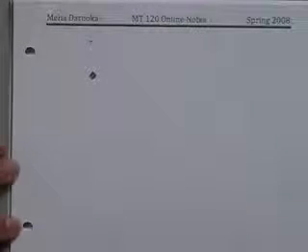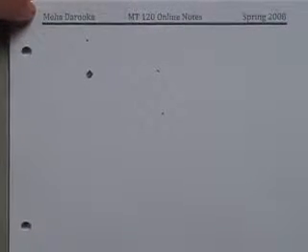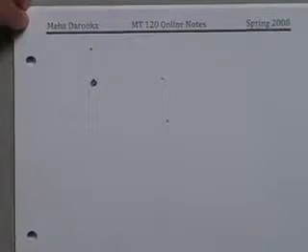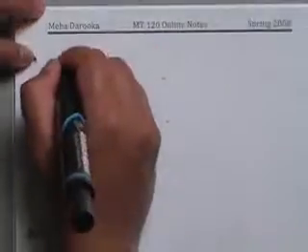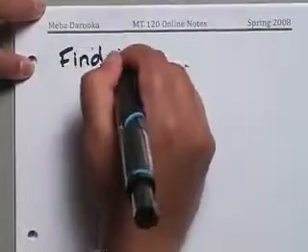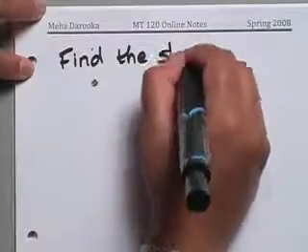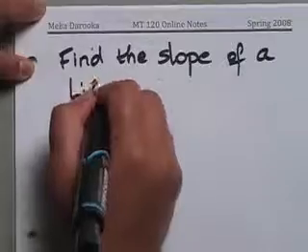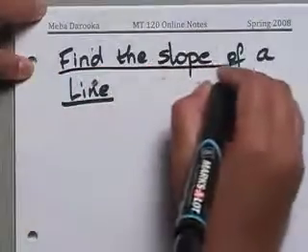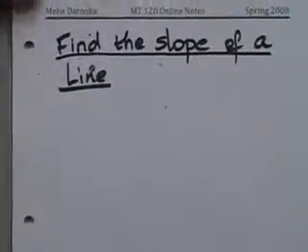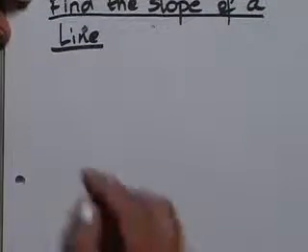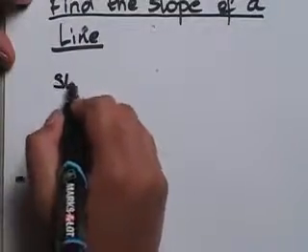The next thing that I would like to talk about is what we call the slope of a line, and we would like to see how to find the slope of a line. Now, to understand what the slope of a line is, let me give you a definition for it.